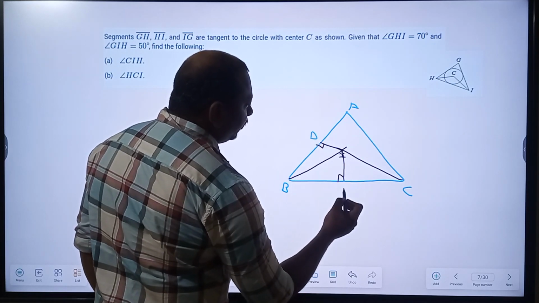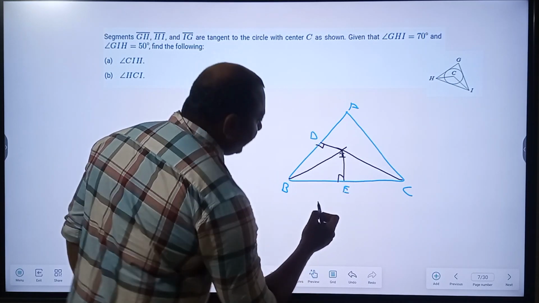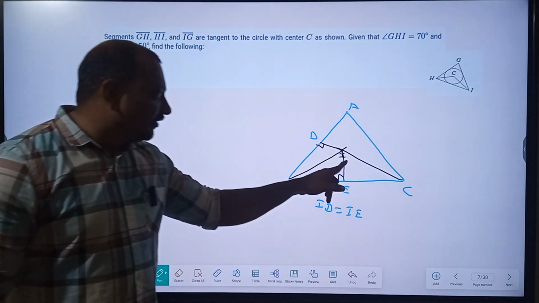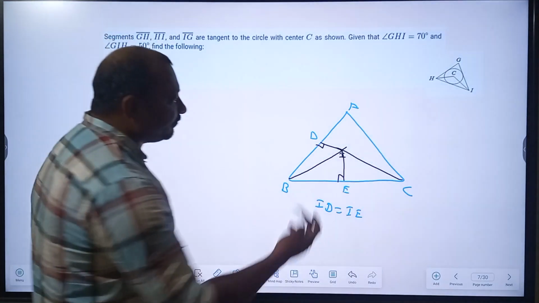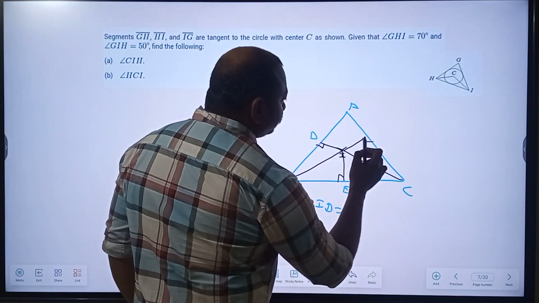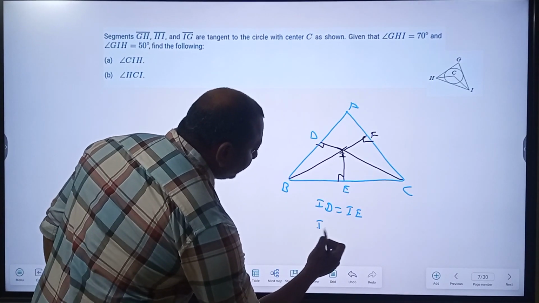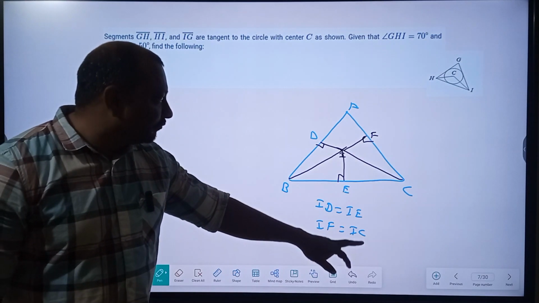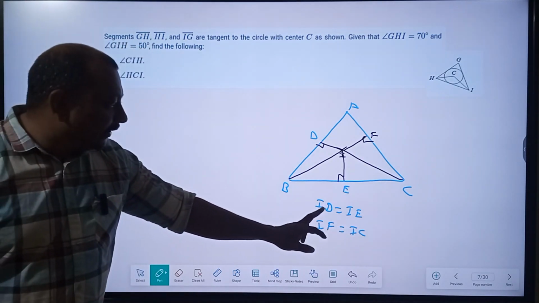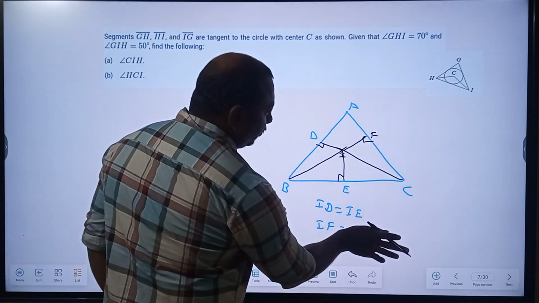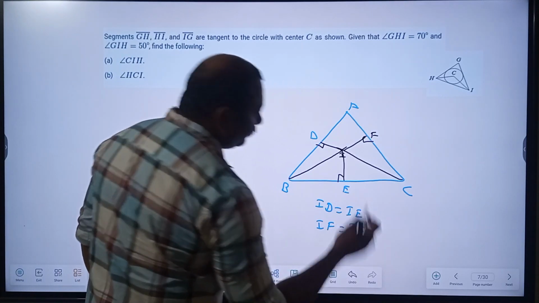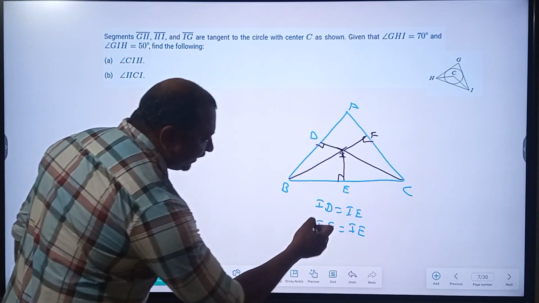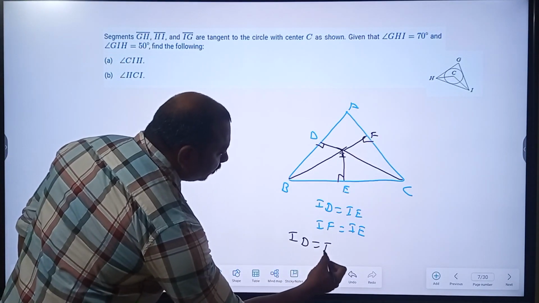Some points D and E I am writing. So ID is equal to IE. Similarly, this I is lying on this other angle bisector also, so from this we can say IE is equal to IF. From these two we can write ID equal to IE equal to IF, equidistant from these side lengths.